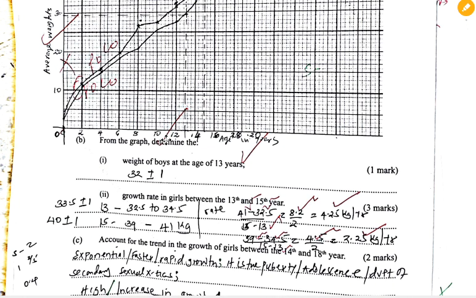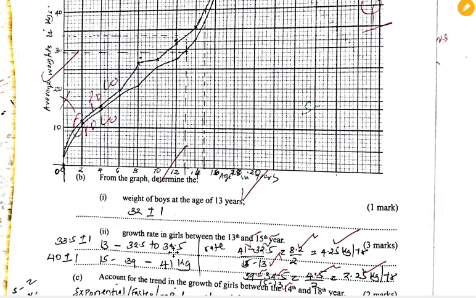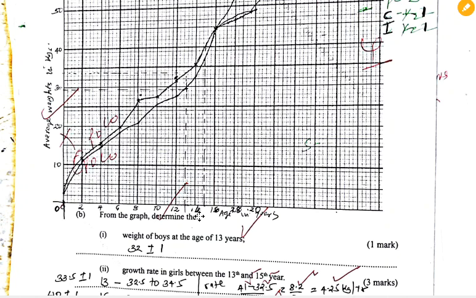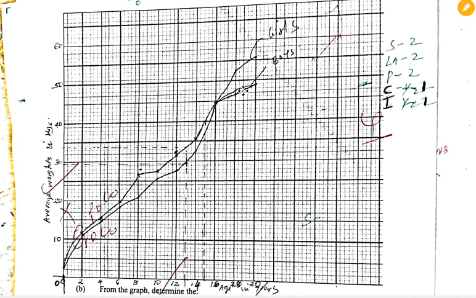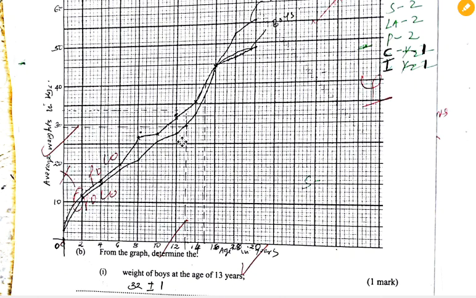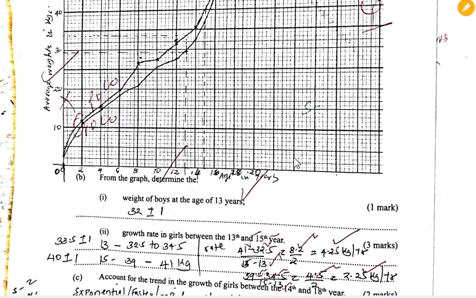Let's look at part B. From the graph, determine the weight of the boys at the age of 13 years. We have on the x-axis age in years. We look at the 13th mark, and the boys at the 13th year, that is 32, plus or minus 1.